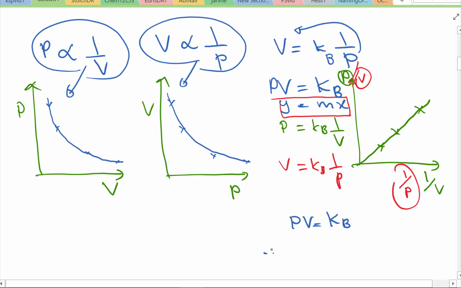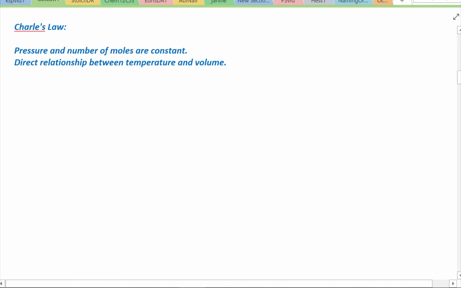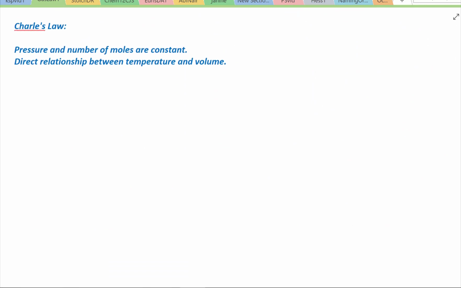Now, typically we write PV is KB, then we can write another state of the gas, P1 V1 is P2 V2. In this situation, remember, the number of moles, the mass, and the temperature have to be constant. Now, we're going to move to the next law, Charles' law. In this case, the pressure and number of moles are constant again.